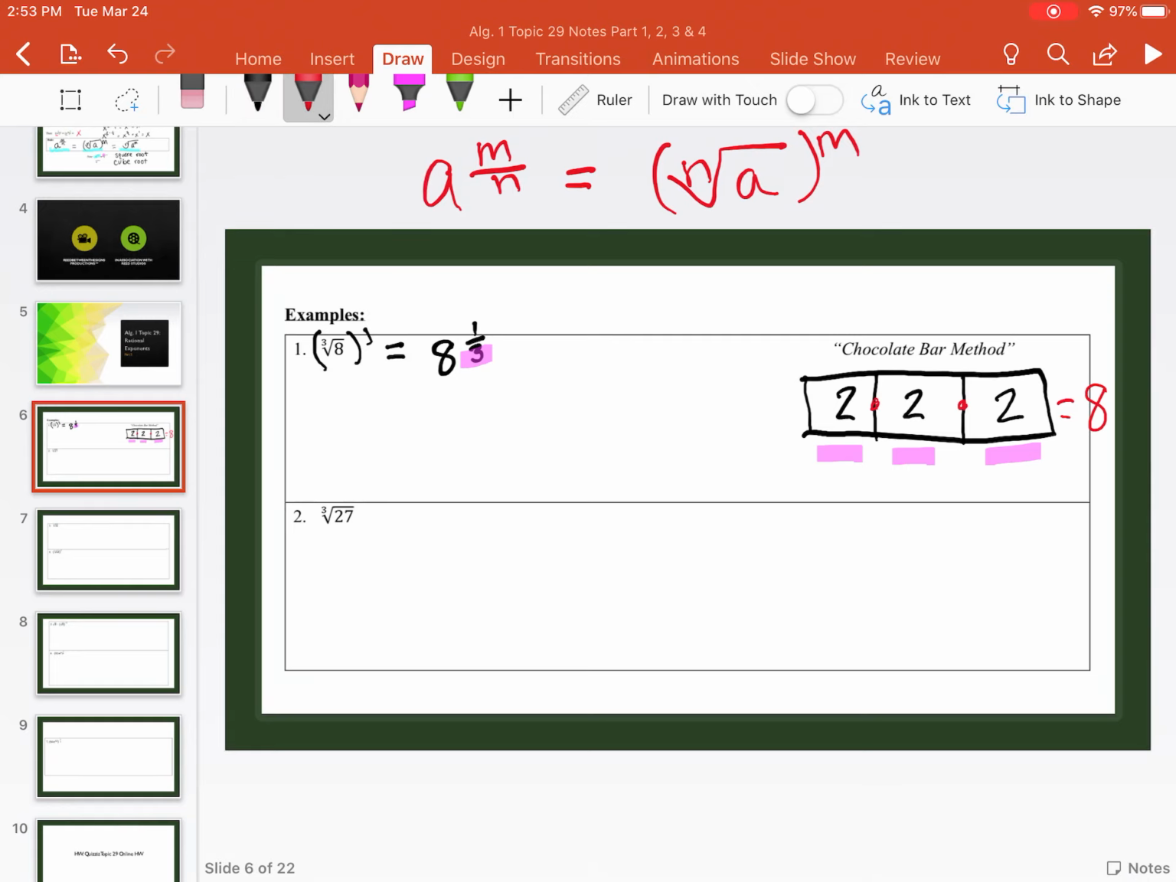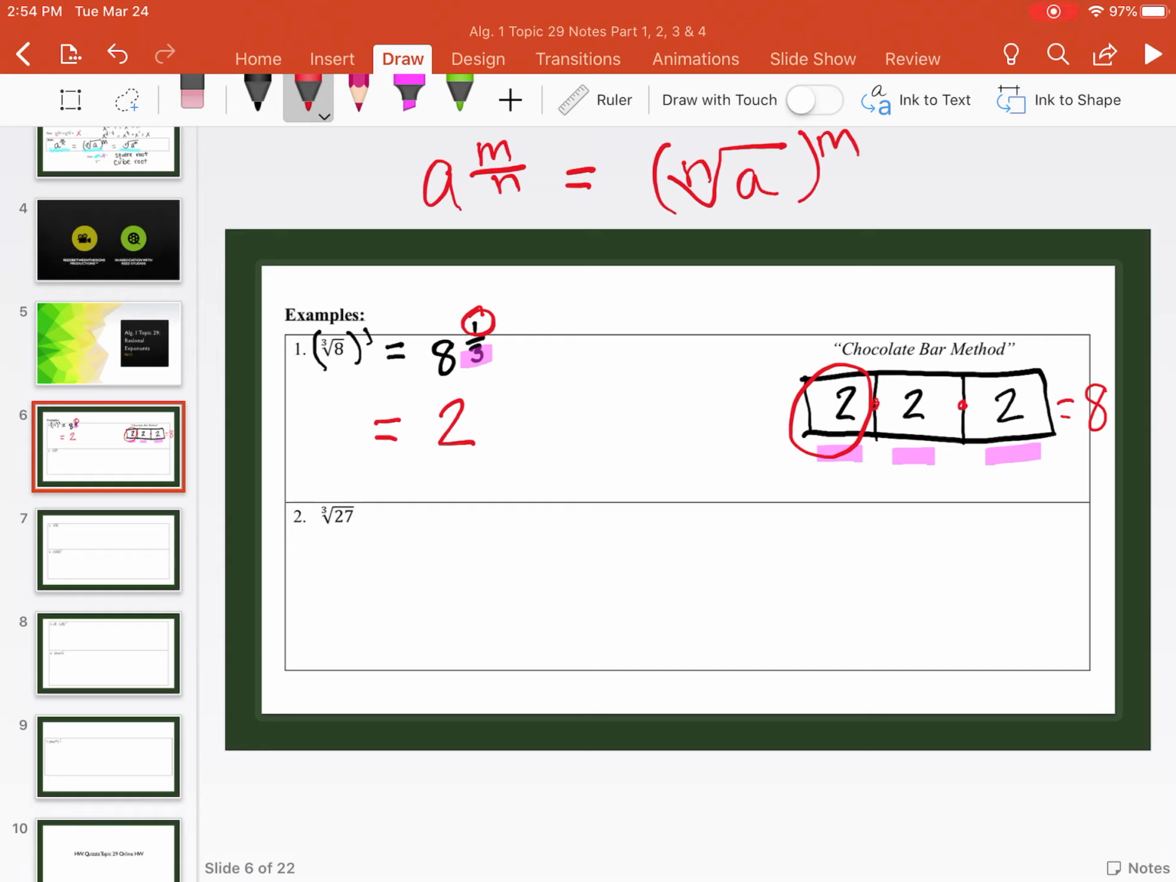Now what I also like to do, and the reason why I wrote it in this exponential form here, is look at the numerator of this fraction of the exponent. The numerator is 1, so that means of my evenly divided sections of my chocolate bar, I'm only going to select 1. I only want 1/3 of this chocolate bar, which is going to be 2. If I wanted, say, 2/3, then I would take 2 times 2, which would be 4.